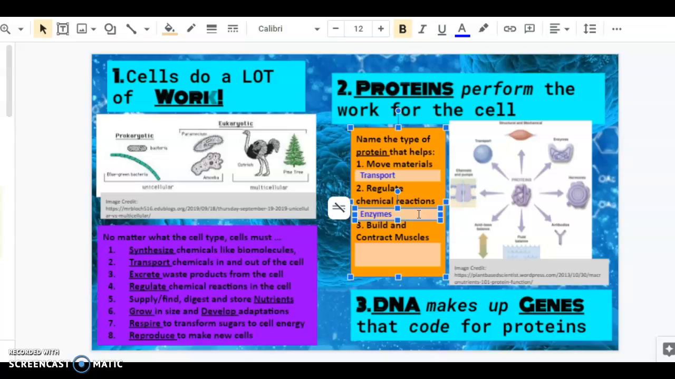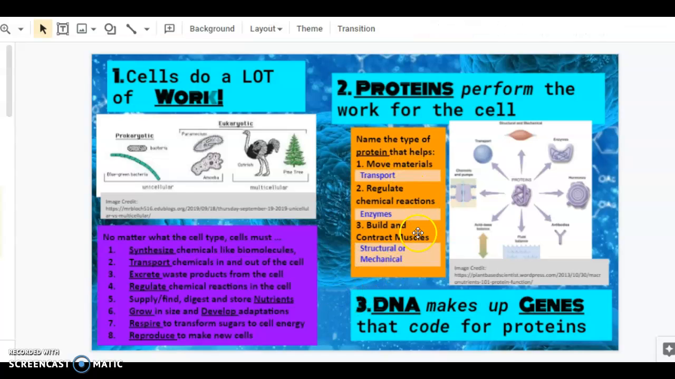What about building and contracting muscles? The protein that is going to do that is going to be fibers like actin and myosin and other structural or mechanical proteins. And remember, the directions to make those different proteins are found in our genes, which are made up of DNA.